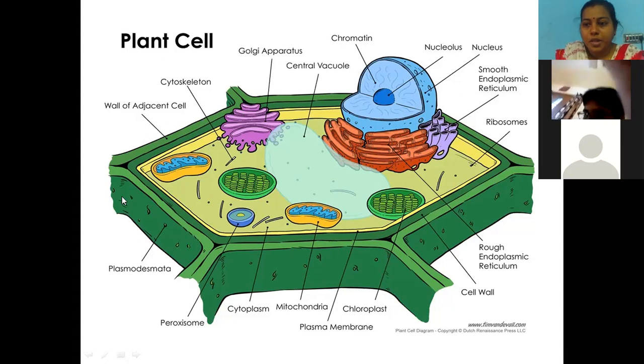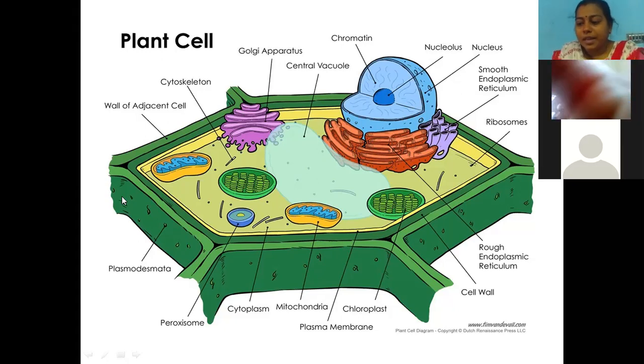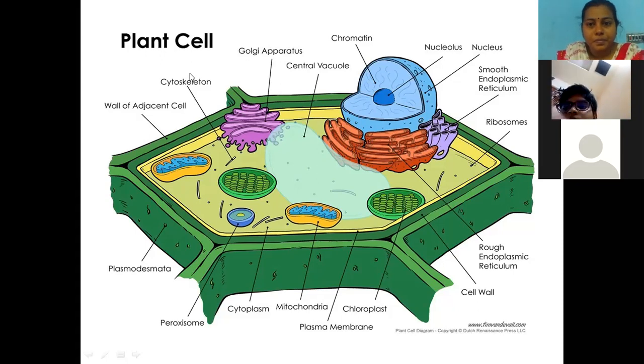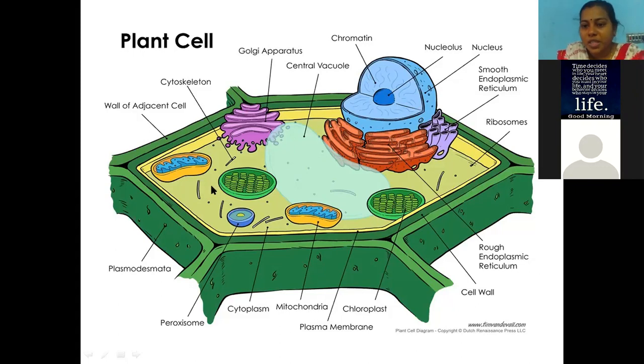Let us see the points here. Depending upon the presence of ribosomes on the surface of the ER, endoplasmic reticulum is divided into two types: rough endoplasmic reticulum and smooth endoplasmic reticulum. Rough and smooth. In short, we can call them RER, rough endoplasmic reticulum, and SER, smooth endoplasmic reticulum.